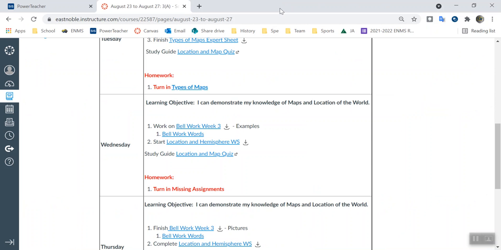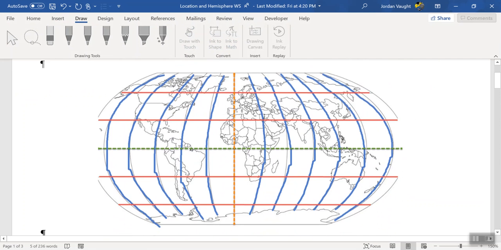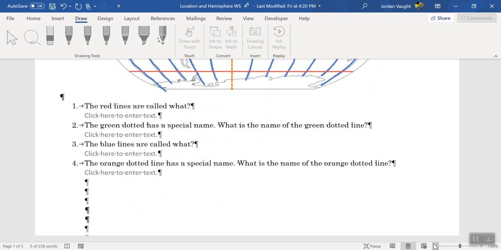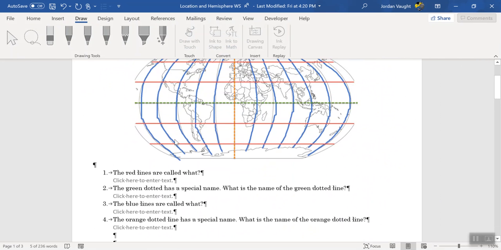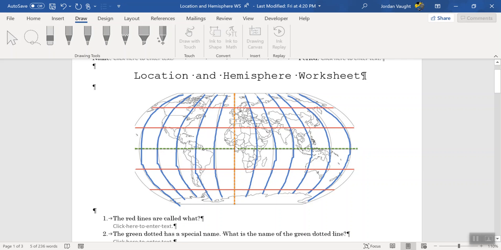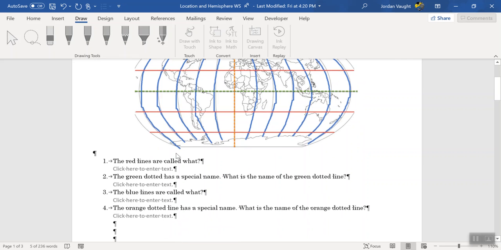So let me close out of those for you. So let's go ahead and get to location and hemispheres. It looks like this. You're going to be using bellwork to help you answer these. So if you actually go back to my bellwork, you should be able to answer some of these if you need it. If you don't, then just answer them.